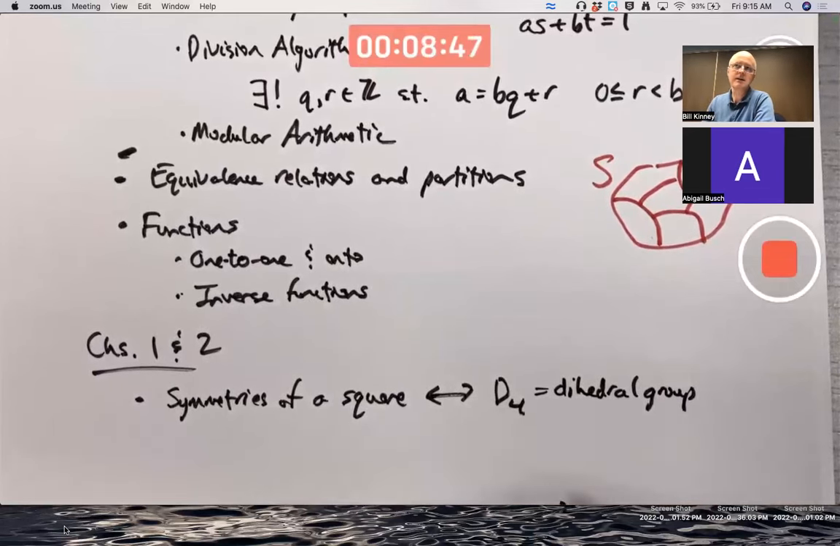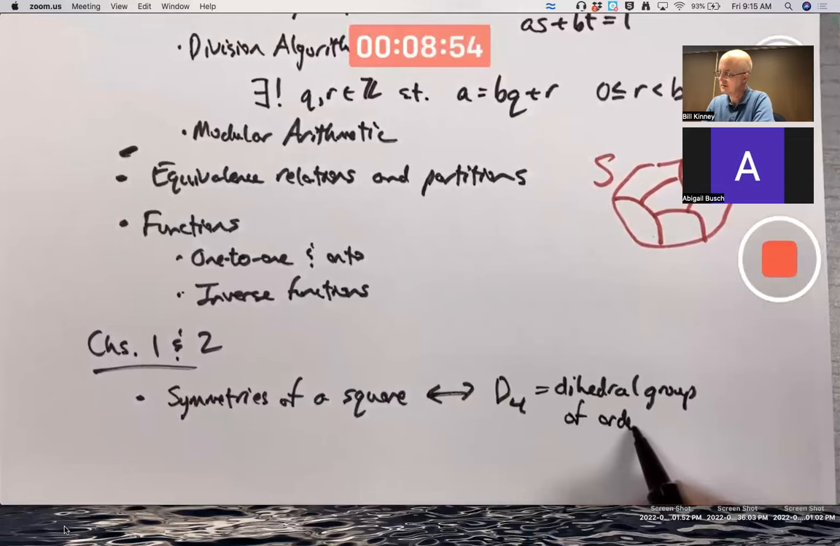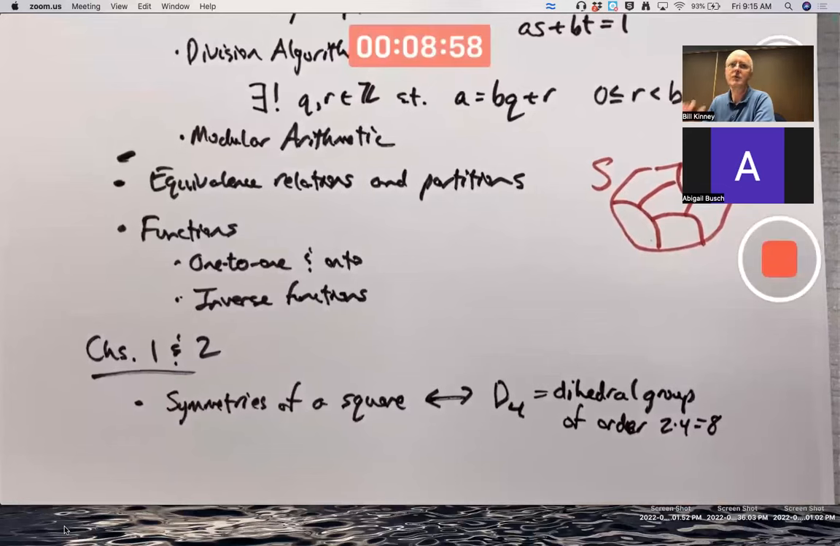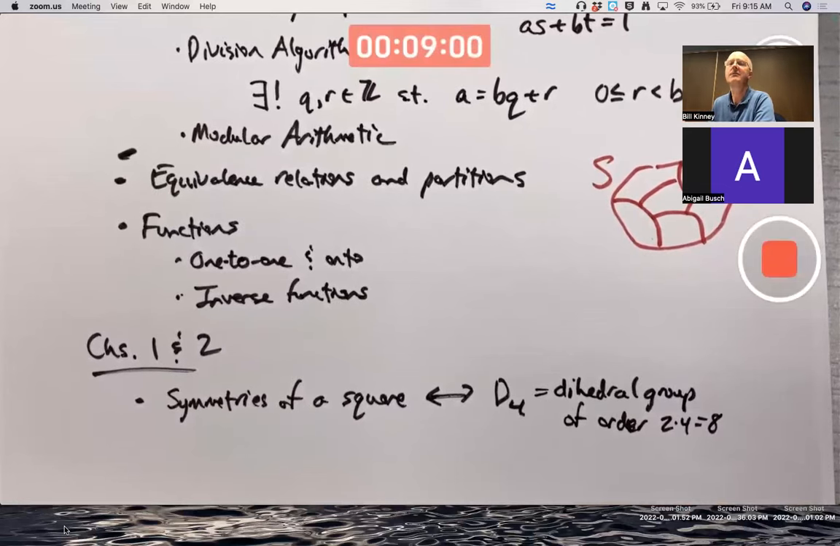The number of elements in the group, though, remember, is 2 times 4, 8. This is of order 2 times 4, which is 8, because you have 4 rotations and 4 reflections. Though one of the rotations is the identity mapping, which you might argue is not really a rotation because you're not actually doing anything.